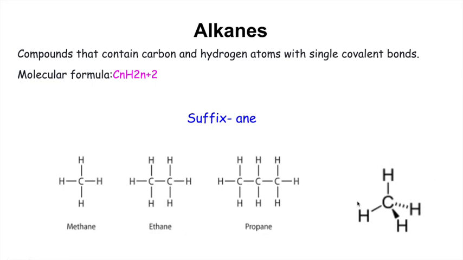So this is a three-dimensional representation of a methane molecule. This wedge-like bond represents that the hydrogen atom is towards the viewer. This dash-like bond represents that this hydrogen atom is present away from the viewer. Or you can say this hydrogen atom is above the plane, and this hydrogen atom is below the plane.